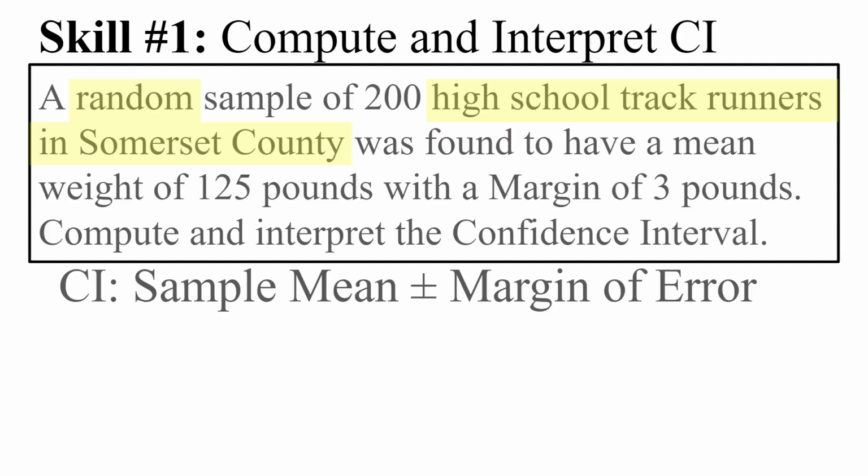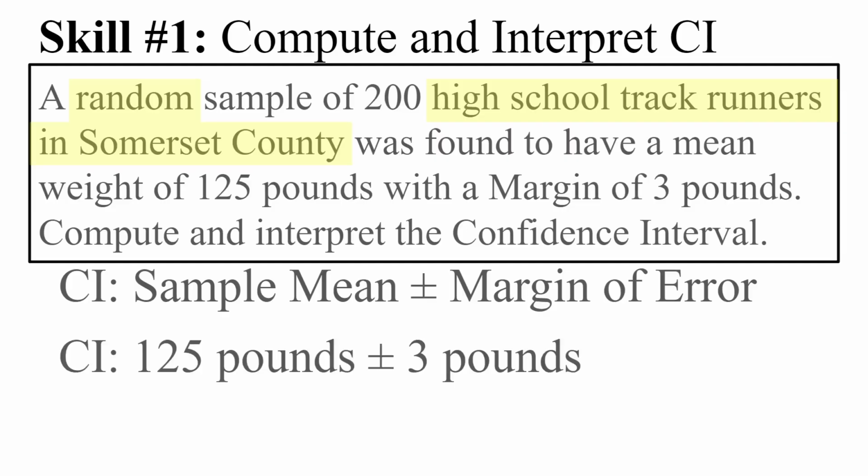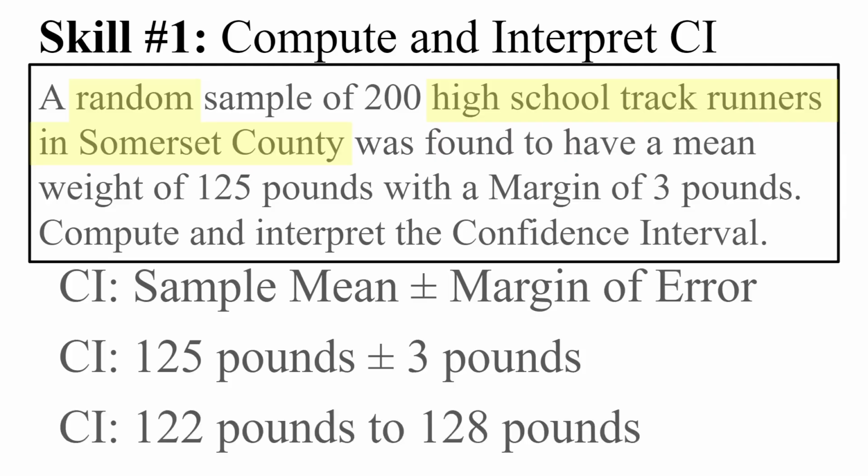So this is a mean problem. So we're going to do sample mean plus or minus the margin of error. The sample mean is 125, margin of error is 3 pounds. And we're going to do 125 plus or minus 3. So 125 minus 3 gives us 122, and 125 plus 3 gives us 128. So those are our lower and upper bounds. We always put the lower bound first, right? Put them in order.